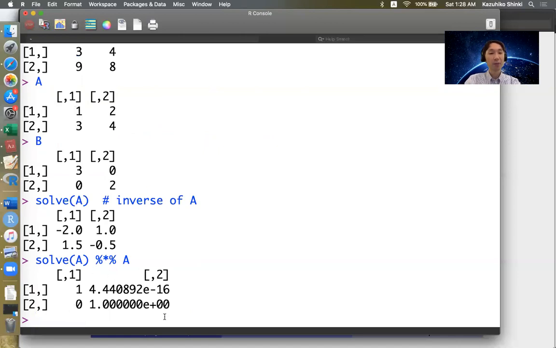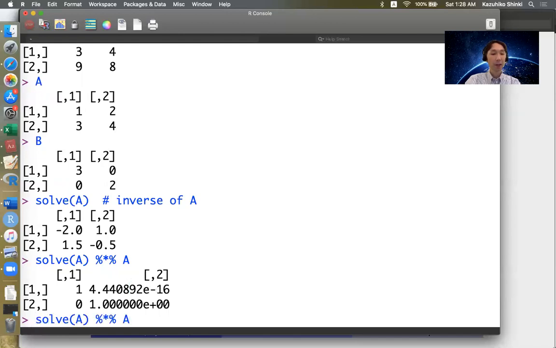So actually, there's some rounding error. This is almost 0, 4.4 times 10 to the power negative 16. So basically, this is 0. And 0, and this is 1 times 10 to the power 0. So 1, exactly 1. So 1, 0, 0, 1. So we can get the unit matrix.